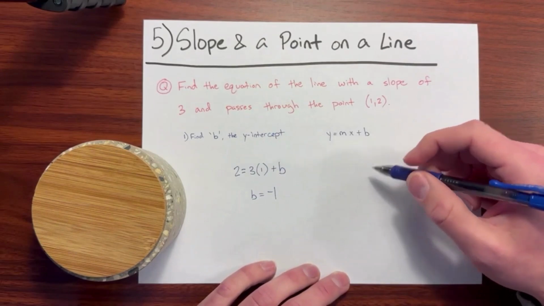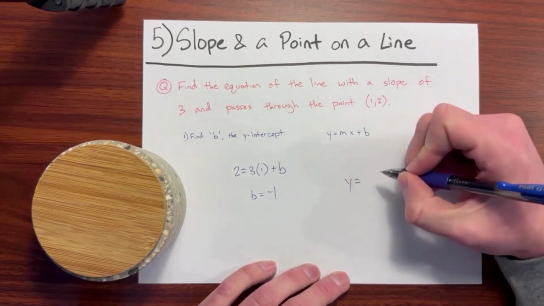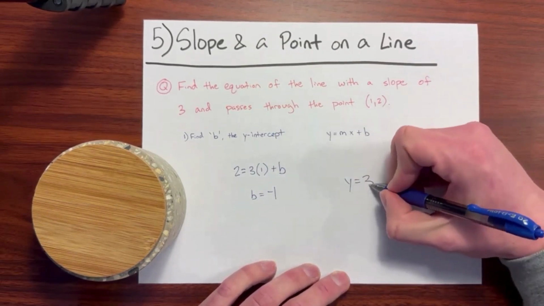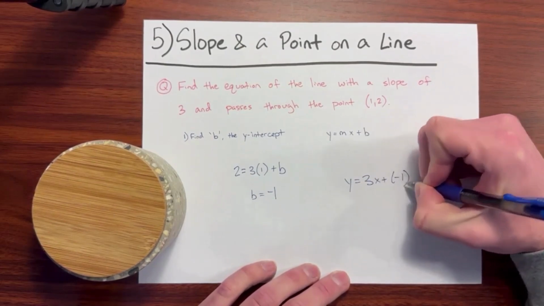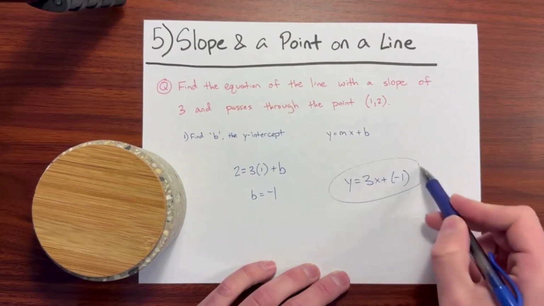Then we simply will put everything together here. We know that the slope is 3, so 3x plus -1. That'll be your final answer.